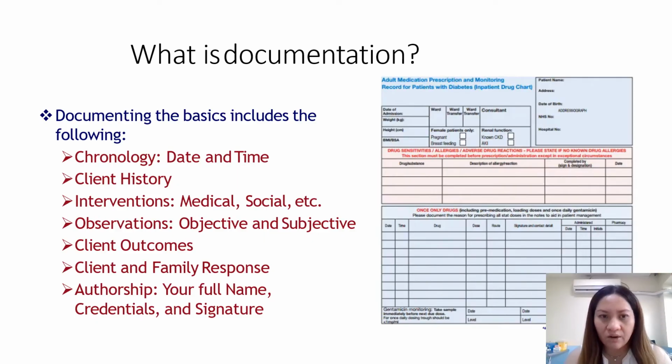Client history, your assessment on your client. Interventions, the medical side, social side. What are the interventions that the hospital, the staff has done to the patient? Observations, is it objective, subjective? We all know that objective cues are those that are measurable, can be seen, can be measured. Subjectives are those data that have been verbalized by the patient. Client outcomes, what are our goals? It's the same with the learning outcomes that we have. Client and family response. Authorship, your full name, credentials, and signature.